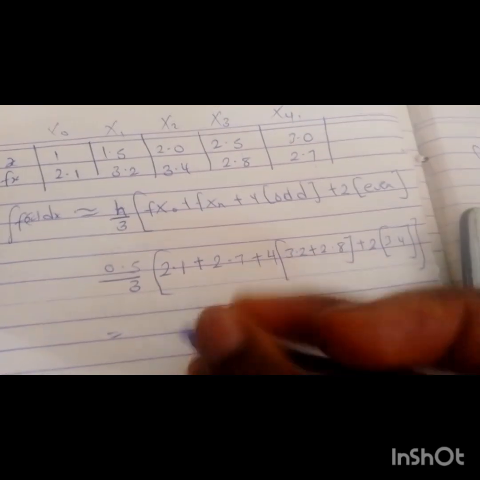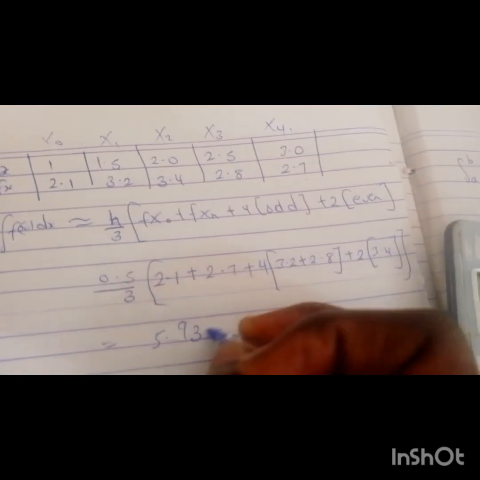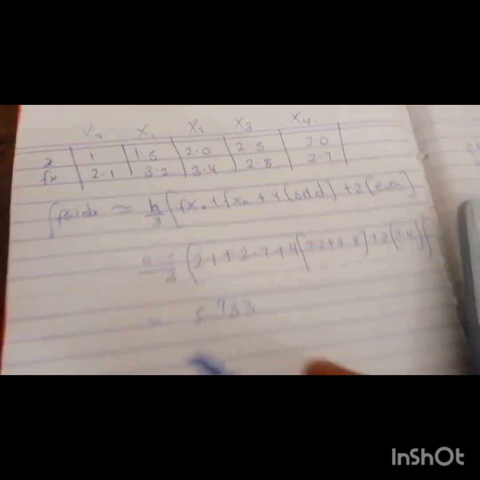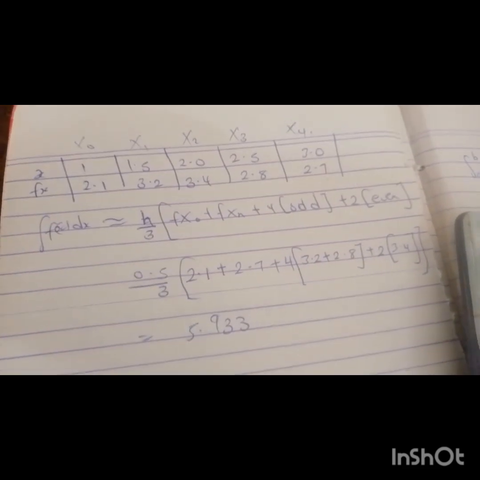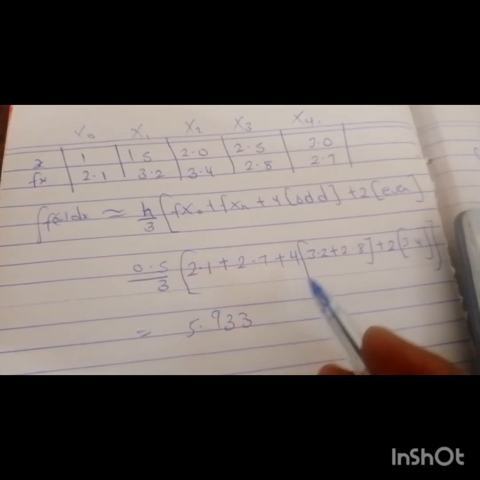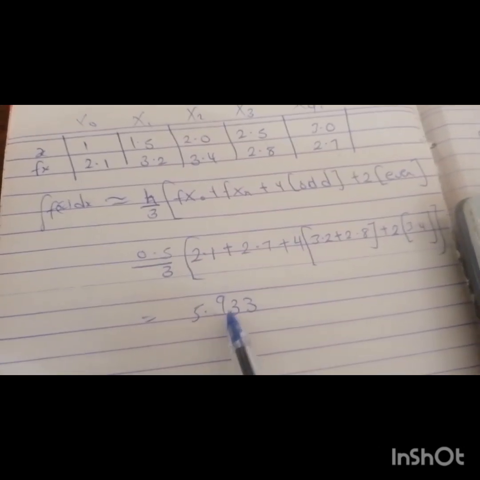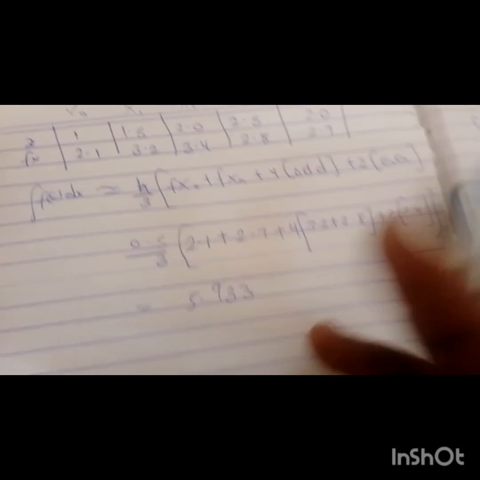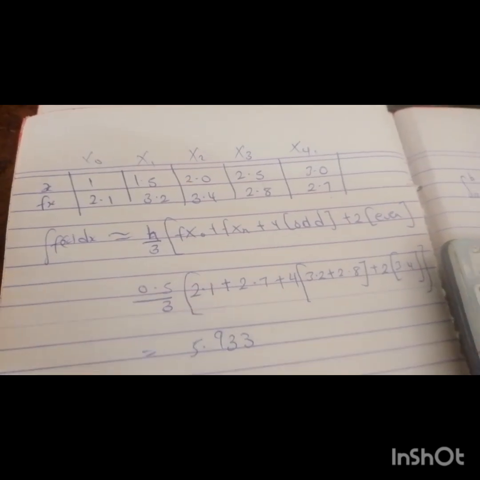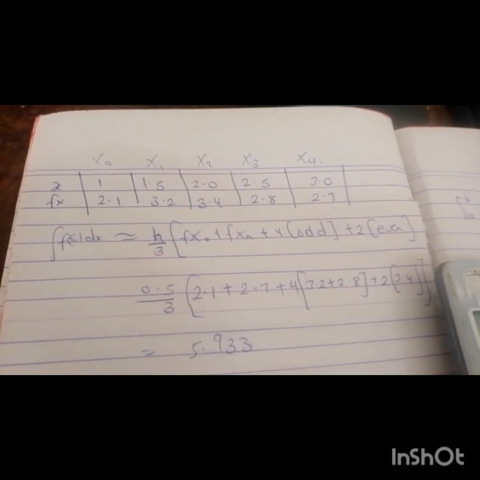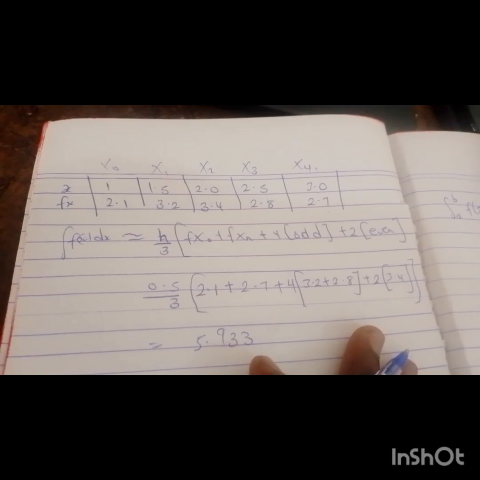That would be 5.933. Take note that with the first one we did with the trapezoidal rule, you had something like 5.925, and then this one you have 5.933. They are quite similar, quite close. So this is for the Simpson's one-third rule.